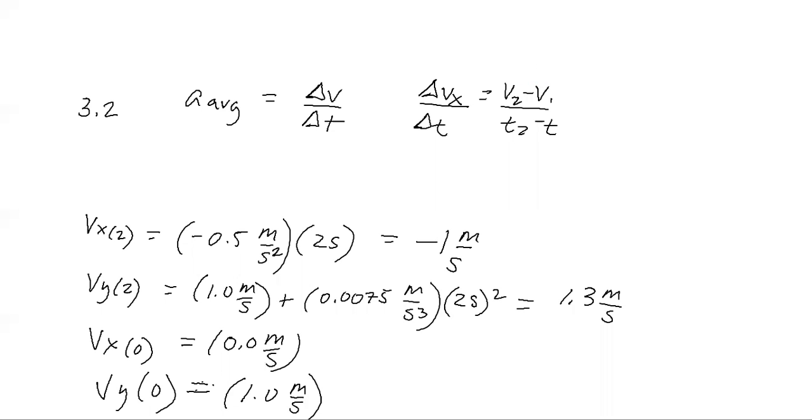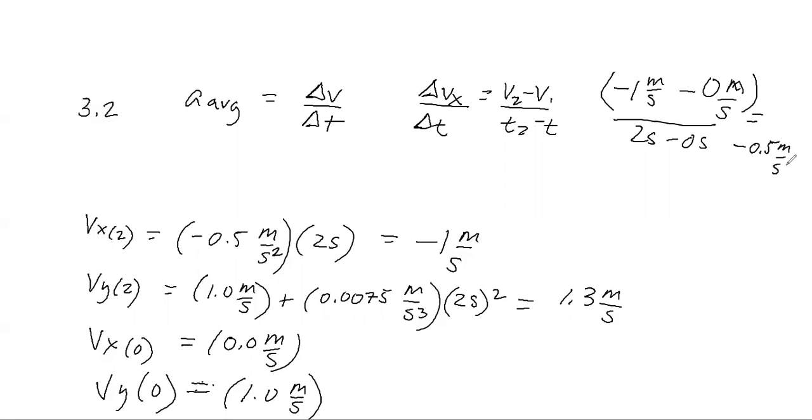So we have negative 1 meter per second minus 0 meter per second over 2 seconds minus 0 seconds. And that's going to give me negative 0.5 meters per second squared. Negative 0.5 meters per second squared.